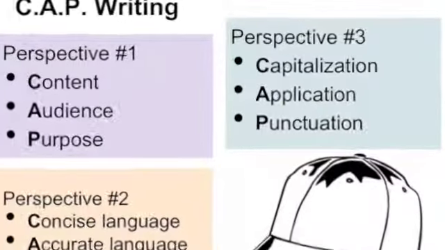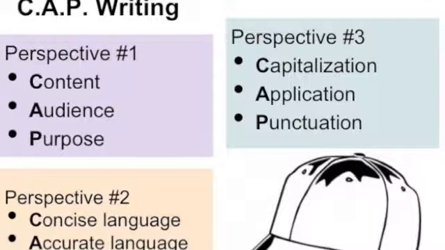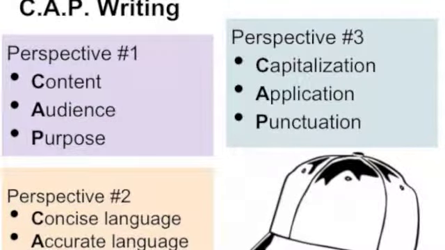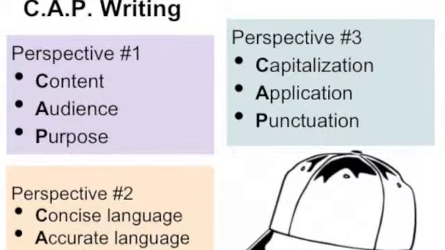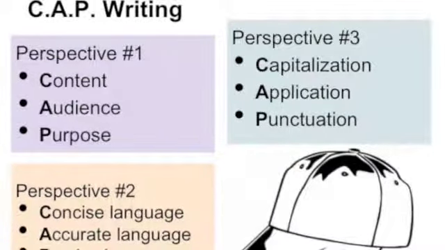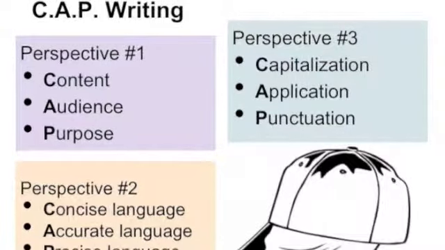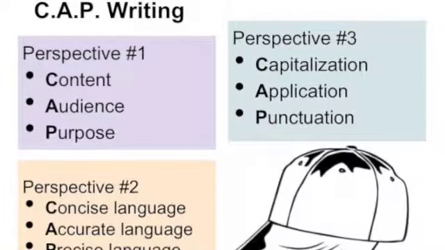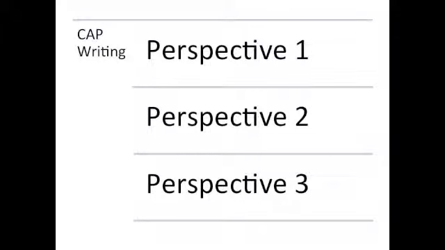Precise language uses specific vocabulary and grammar to help the reader develop context. Use of appropriate capitalization, applications of the text to others' works, and appropriate use of punctuation help the reader to follow along and confirm the authenticity of the information. There are three perspectives to consider in the CAP writing technique. The first considers content, the second considers language, and the third considers conventions used for effective writing.